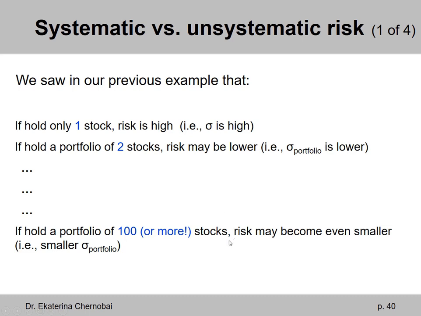But it will never go down to zero. So what does zero risk mean? Zero standard deviation of portfolio returns. It means perfect predictability of what we're going to get. In other words, it's exactly the same return every single year, no more, no less, no fluctuations. So it turns out that will never happen no matter how large of a portfolio we are trying to make.